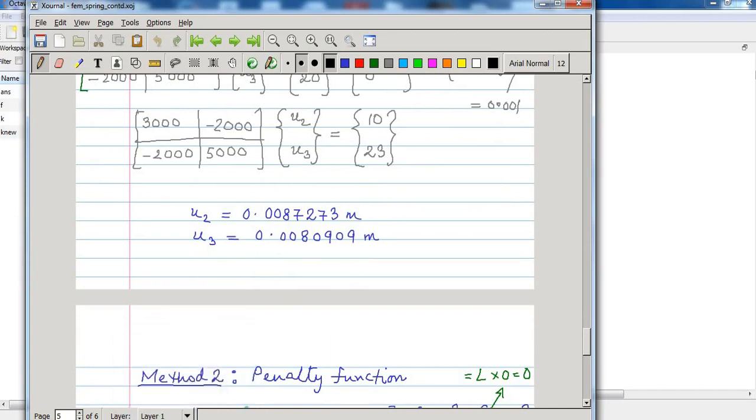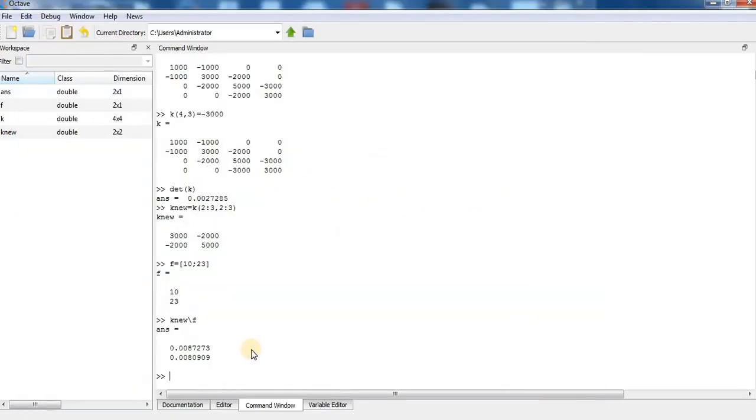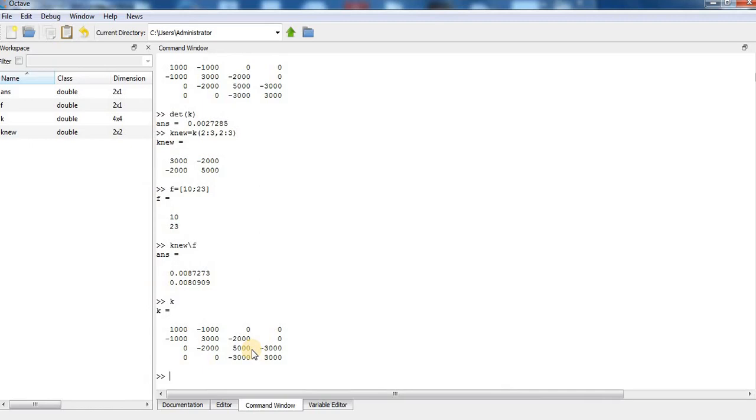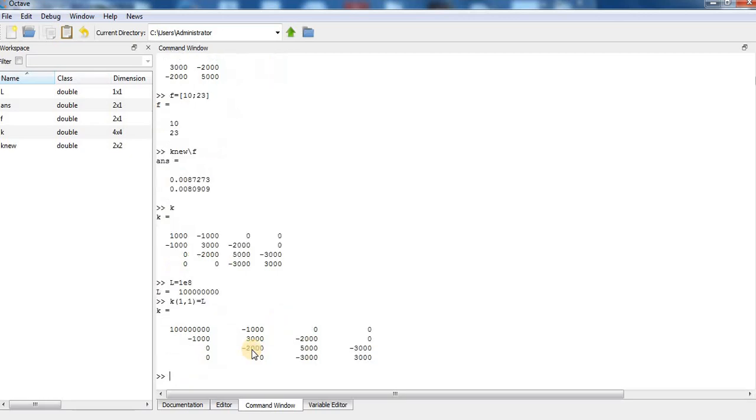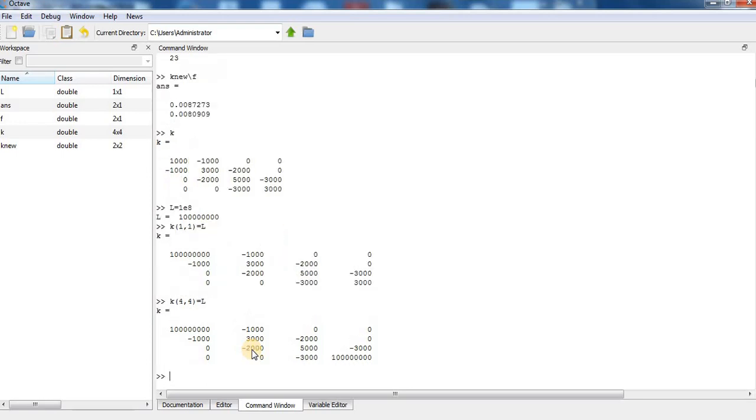Now if we implement the, or if we use the penalty function method, then let's see what happens. So k is this, and suppose we take a large number as say 10 to the power 8. This is a large number. So we put k 1 1 as capital A. So this has become K matrix. K matrix has become like this. So we should have avoided, we should have used some other name anyway. So K 4 4 equal to L. So this is the K matrix.